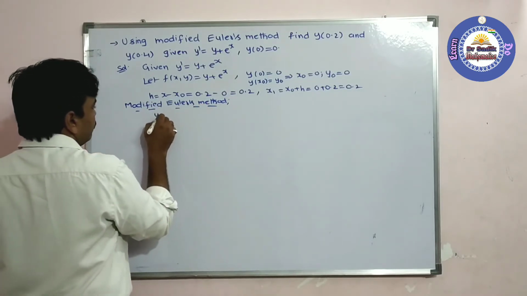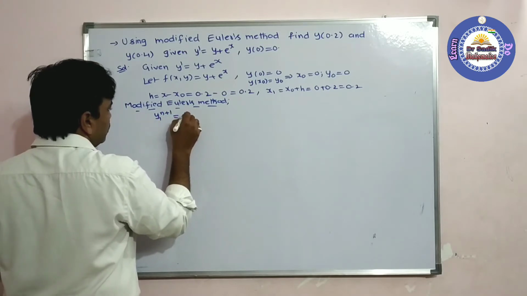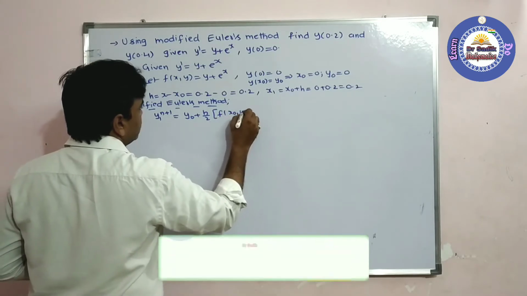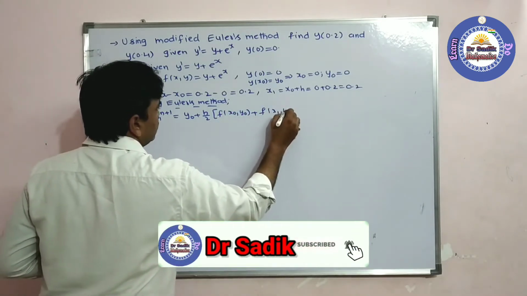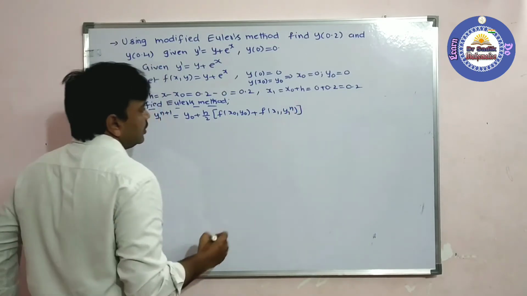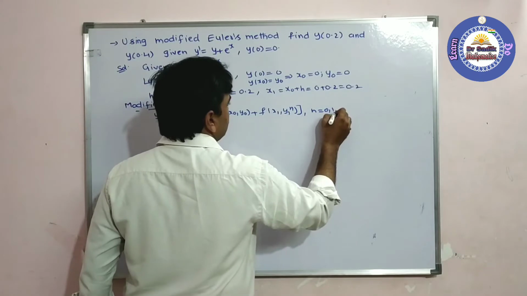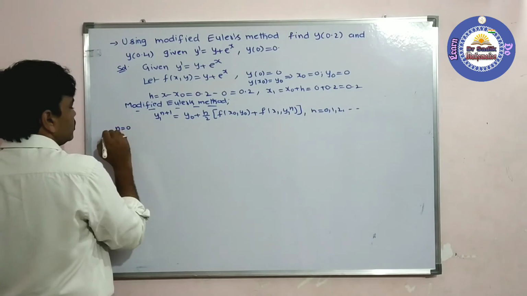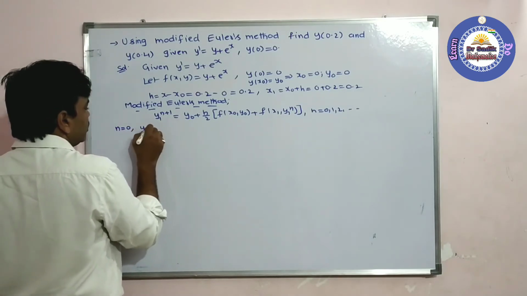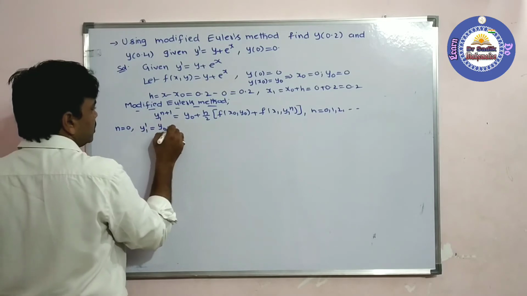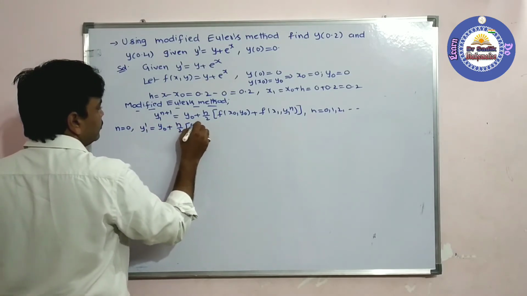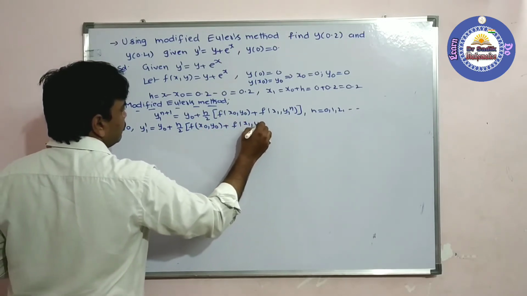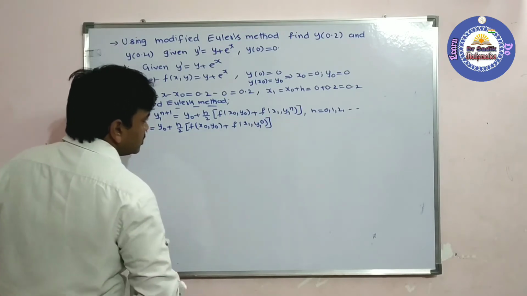What is the formula, students? y1^(n+1) is equal to y0 plus h by 2 into the bracket f(x0, y0) plus f(x1, y1^(n)), bracket close. Here n is equal to 0, 1, 2 and so on. Now I want to take n equal to 0. So we get y1^(1) equal to y0 plus h by 2 into f(x0, y0) plus f(x1, y1^(0)).